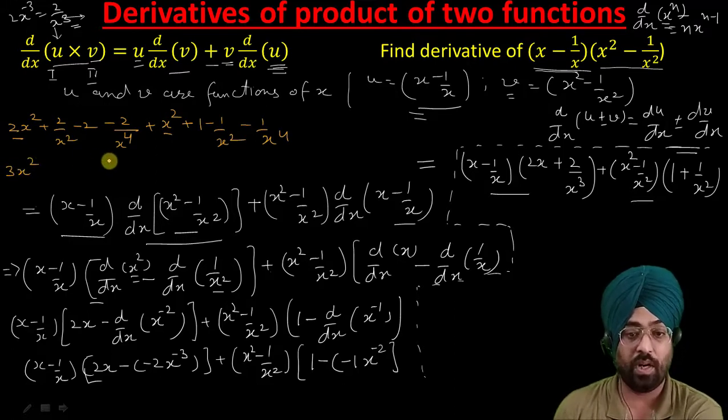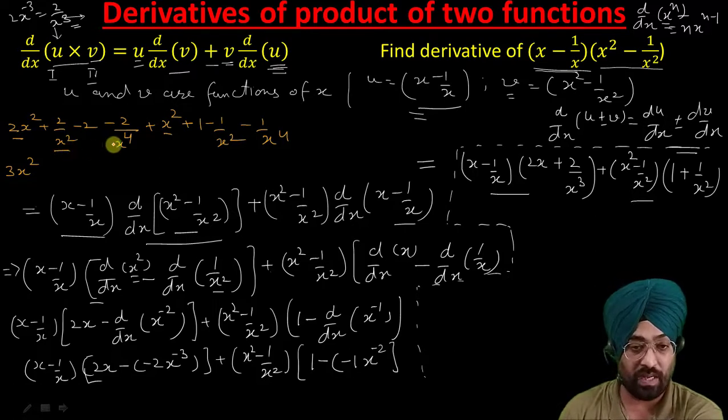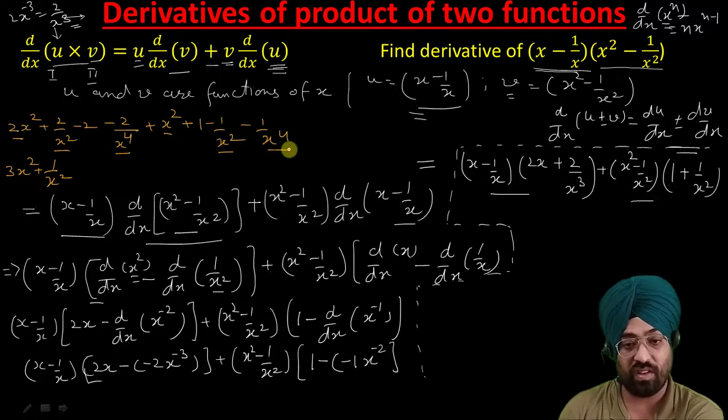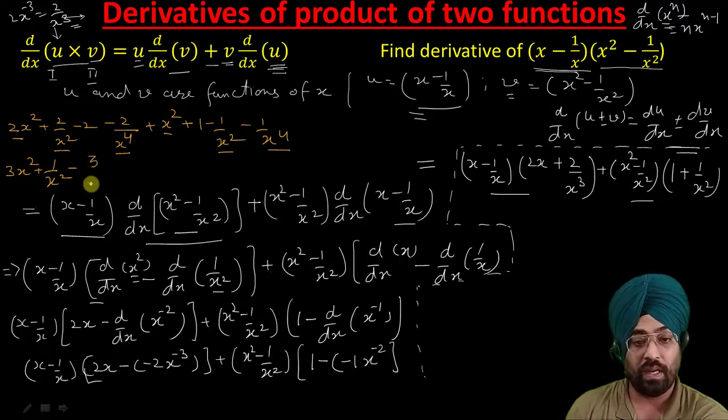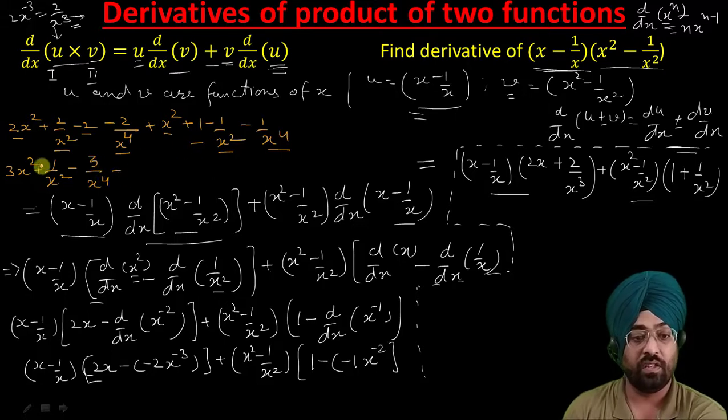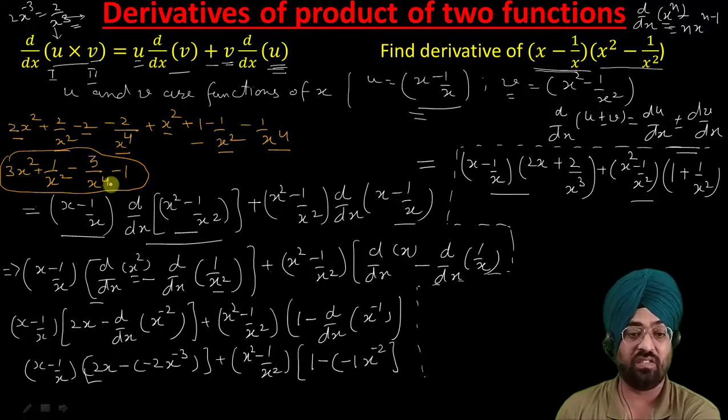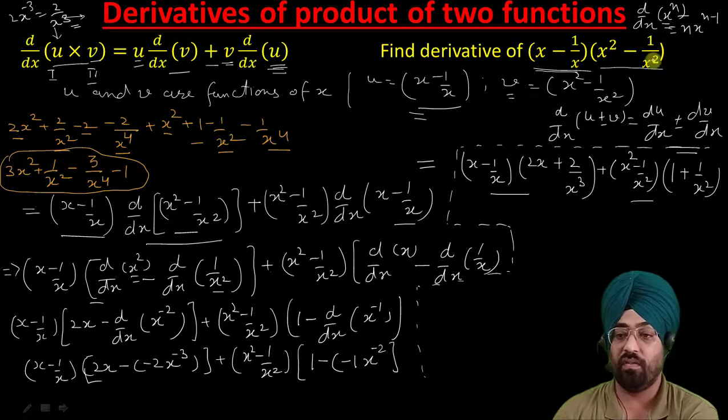Now let us see the 1 by x square terms. 2 by x square minus 1 by x square becomes plus 1 by x square. Now the x raised to the power 4 terms: minus 2 by x raised to the power 4 minus 1 by x raised to the power 4, minus 2 minus 1 is minus 3. So minus 3 by x raised to the power 4. Now minus 2 plus 1 is minus 1. So this is your answer: 3x square plus 1 by x square minus 3 by x raised to the power 4 minus 1. So that is your answer of this.